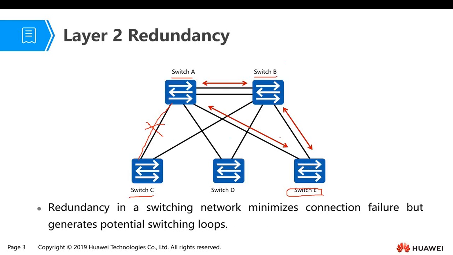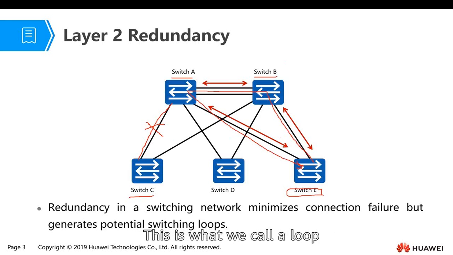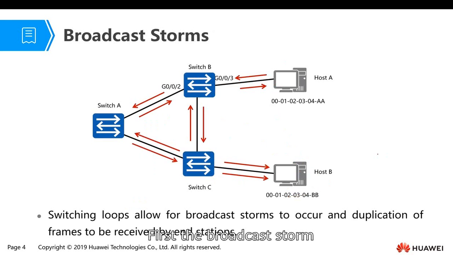There's a loop. First, if switch E sends data to switch B, then switch B can forward to switch A, and then it can also be forwarded back. This is a loop. So what problem will the loop cause? First, the broadcast storm.